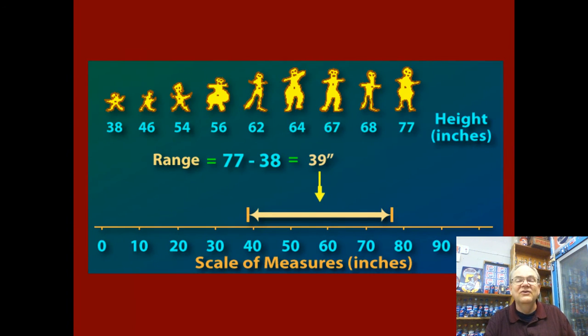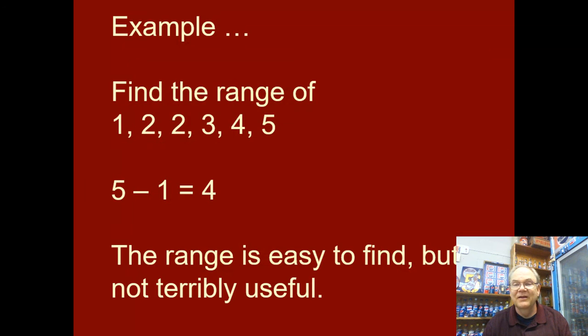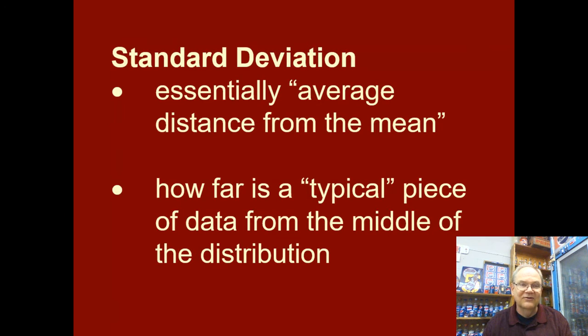But again, all you do is you look at what's the biggest, what's the smallest, and you subtract. So like in this distribution of very odd-looking people, we would have a range of 77 minus 38, which happens to be 39. I had these numbers, I'm going to subtract 5 minus 1, my range is 4. Again, you just take top minus bottom, that's the range. The second of the measures of dispersion is much more important.